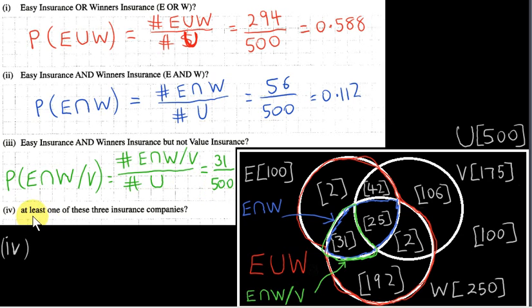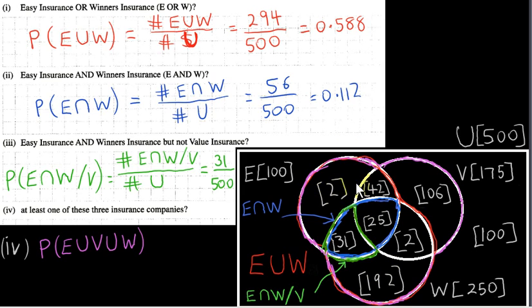In part 4, we want the probability that a person is selected from at least one of these 3 insurance companies. Well, here we're interested in the probability of the event consisting of the union of E, V and W. So if a person is randomly selected from the union, that's everything inside this purplish color, then that person got a quote from at least one of the 3 companies. That person got a quote from either E, V or W.